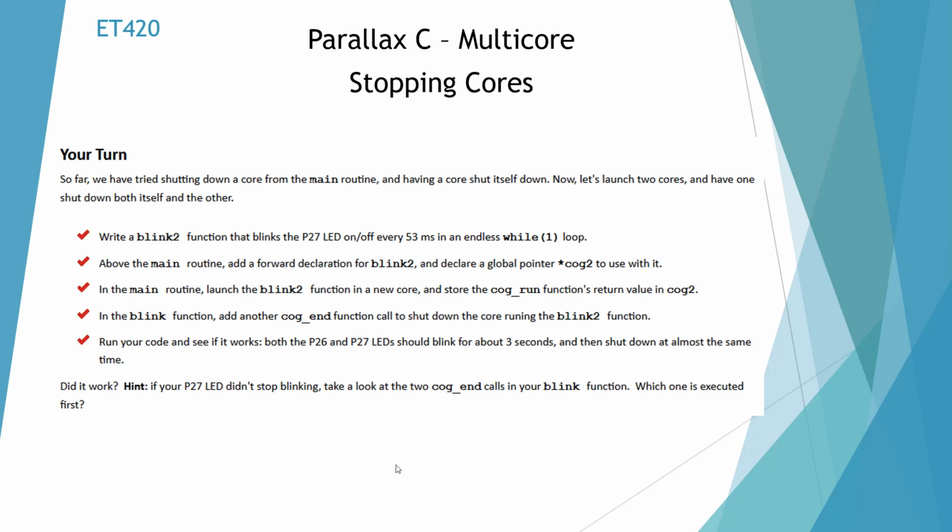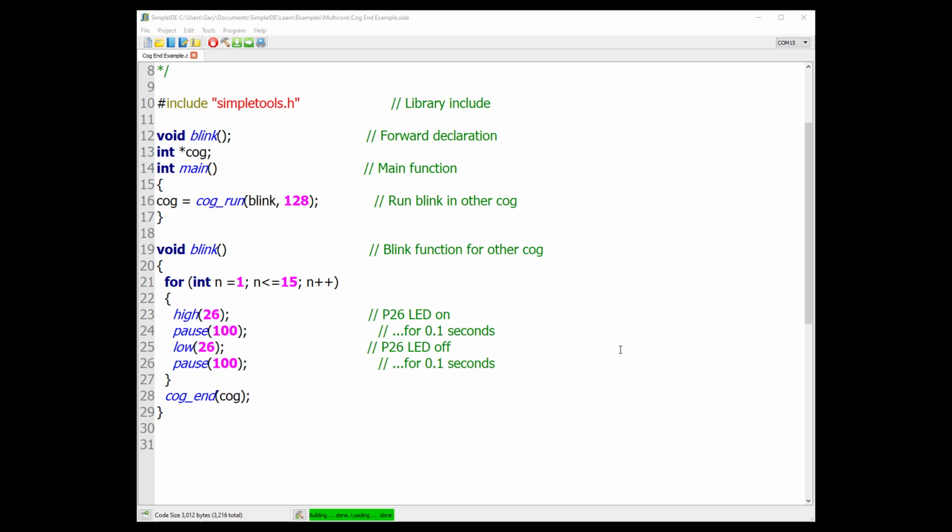Okay, it's our turn with our stopping cog. So we're going to write another function, Blink2, with our LED 27. We're going to change the time. And we're going to add another forward declaration for Blink2. We're going to run it into a value of Cog 2, Blink function, Cog In to shut them down. And we'll see if we can get them to shut off properly without moving around our Cog In. So let's try it.